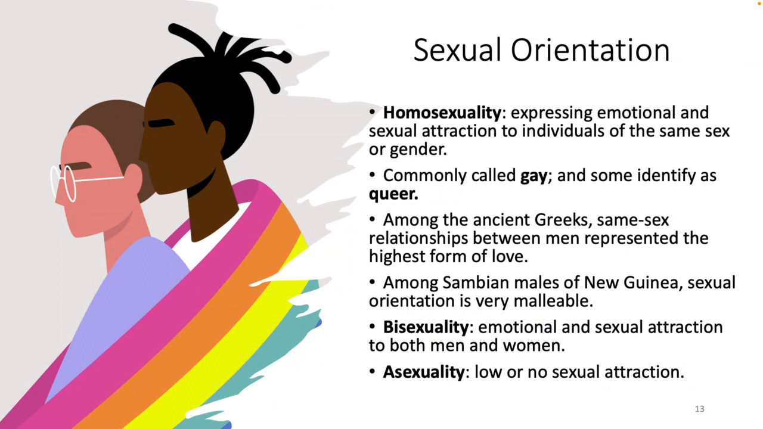Among the ancient Greeks, same-sex relationships between men represented the highest form of love. Now, even though the men came home to wives and still had sex with wives, it was truly that love relationship between men that was considered the highest form. Among Sambian males of New Guinea, sexual orientation is very malleable. And so it changes as a person ages and goes through different stages of life.